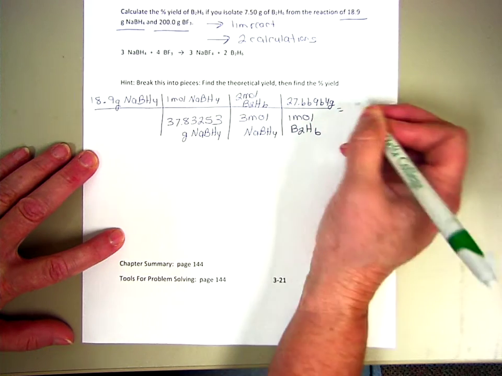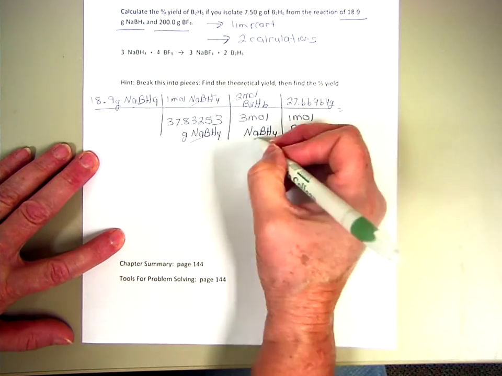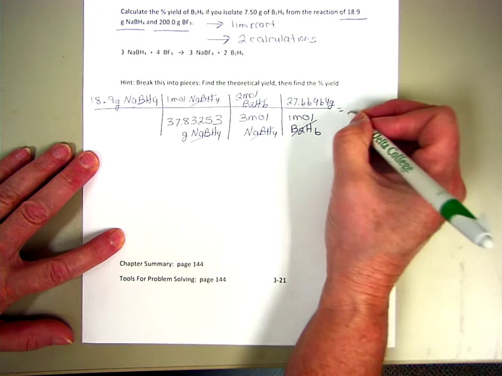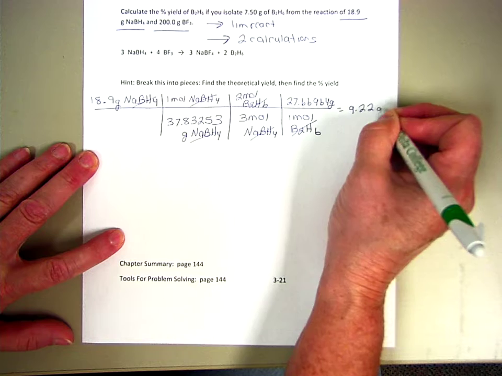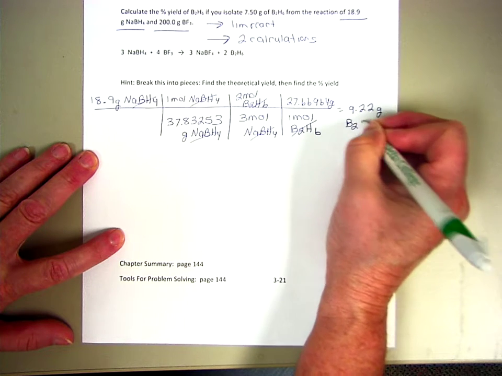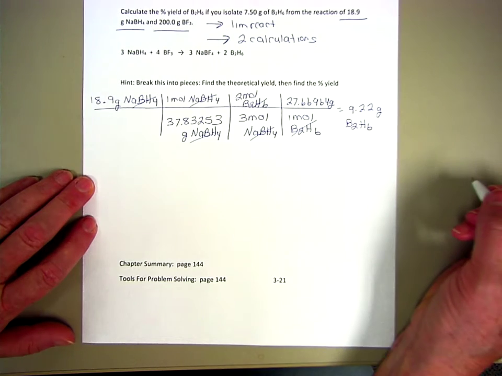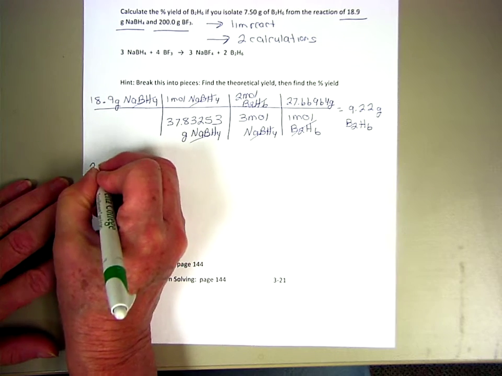So now when I check my units, the grams of sodium borohydride cancel, the moles of sodium borohydride, and the moles of B2H6, leaving me my answer, 9.22 grams of B2H6. Now I want to calculate how much material I can make using all the boron trifluoride.